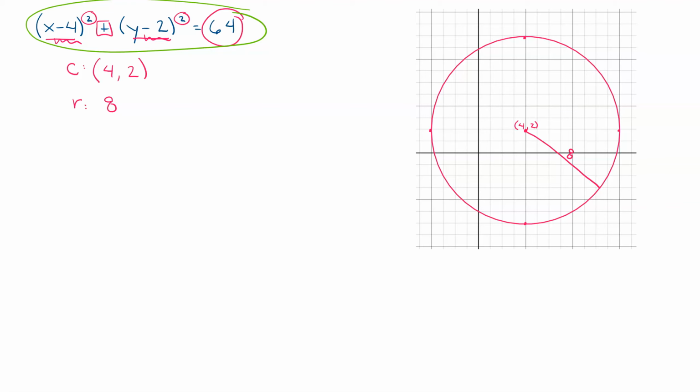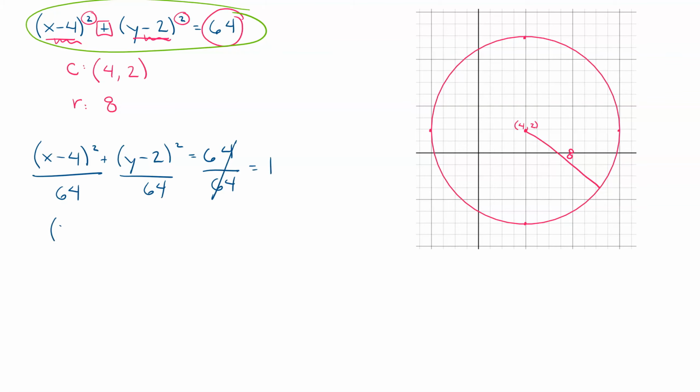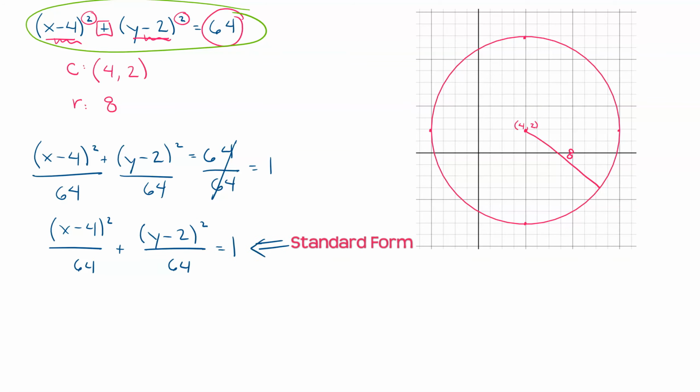Now, going back to the original equation here, this one that we have in radius center form, let's start again with that. Radius center form is very user-friendly, but it's not the only form that's out there. Another common form will divide everything on both sides by 64. And then 64 over 64 just equals 1. And you get x minus 4 squared over 64 plus y minus 2 squared over 64 equals 1. This is known as standard form.